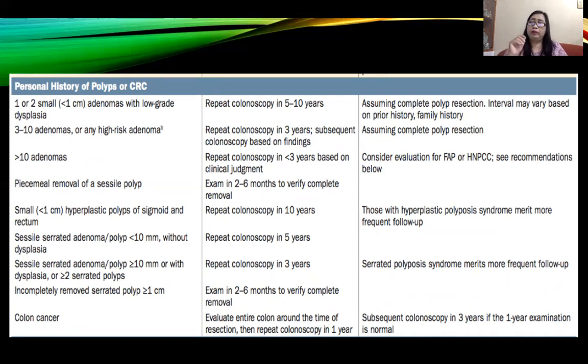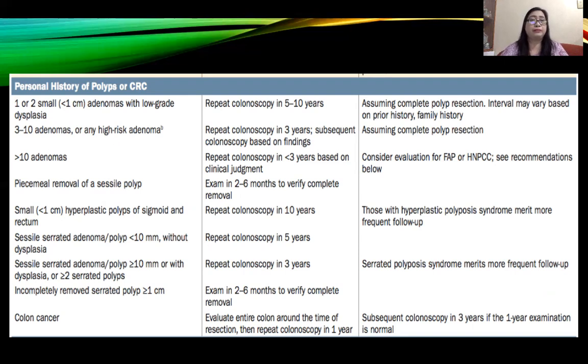If you were able to remove 3 to 10 adenomas or any high-risk adenoma, you must repeat the colonoscopy in 3 years' time. So subsequent colonoscopy is based on the histologic findings or the colonoscopic findings. So if you still find adenomas, you will repeat again. If it is 1 or 2, then you have to repeat it after 5 years, assuming that you complete again polyp resection.